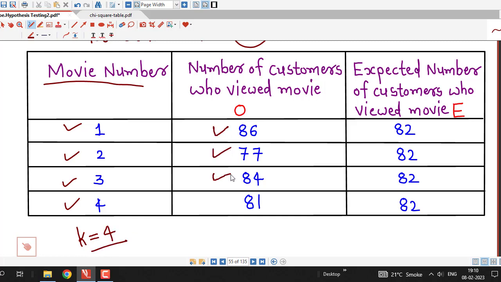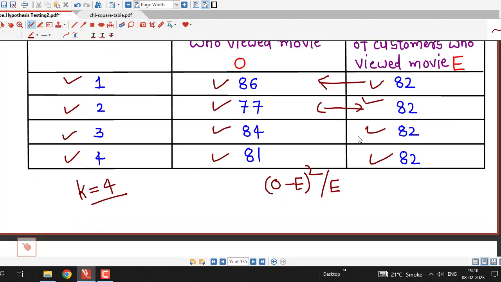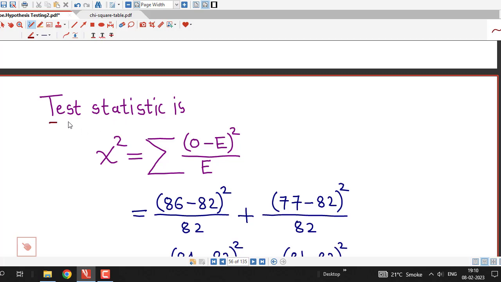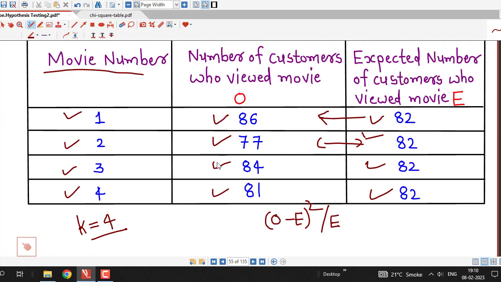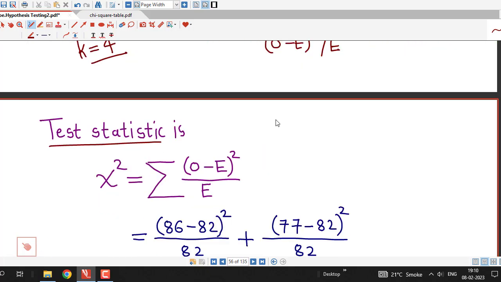These are the observed number of customers who viewed movie 1, 2, 3 and 4, and these are the expected number of customers, which are all equal. Now we will find out all these things for each category: the difference between observed and expected frequencies, and the square of the difference divided by expected frequency. This we will do for each of these 4 categories to find the value of the test statistic. The test statistic is chi-square equal to sigma (O minus E) whole square divided by E. For the first cell, 86 minus 82 whole square divided by 82.